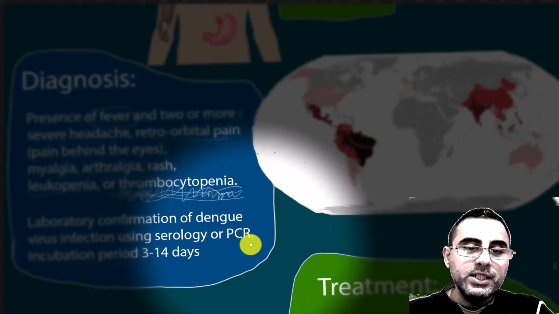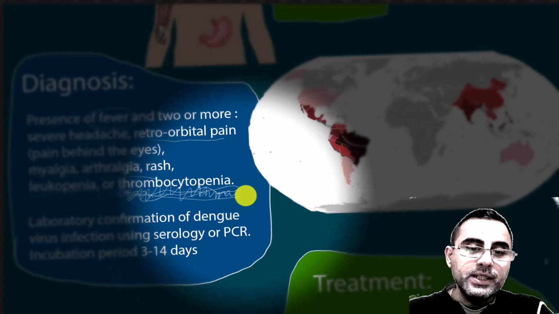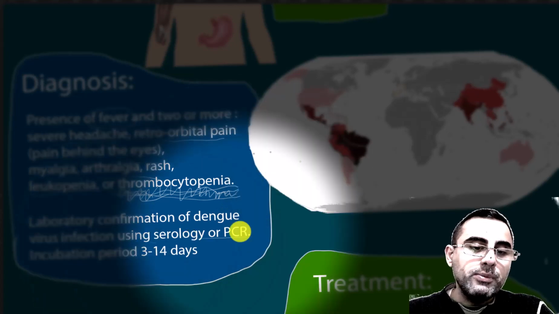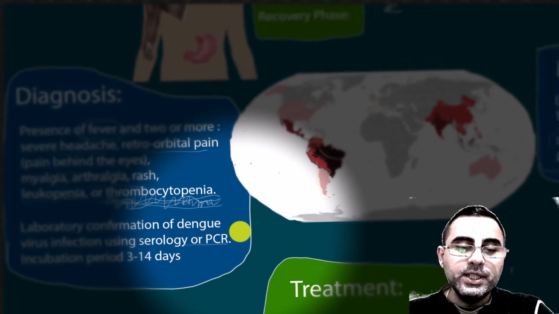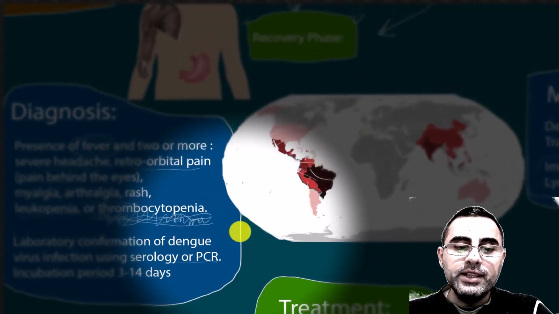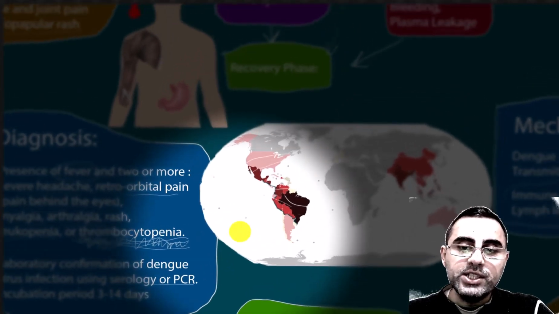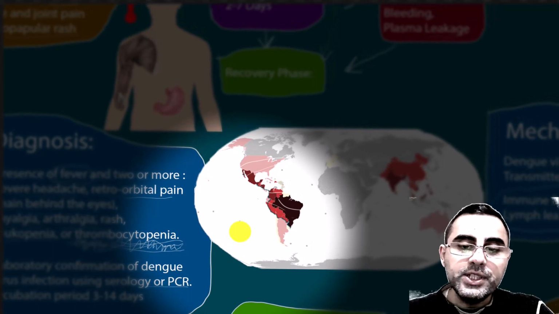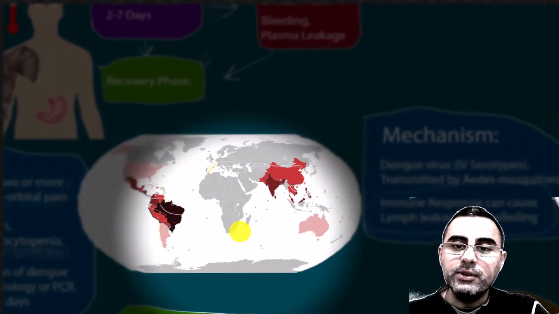Laboratory confirmation of dengue virus is possible by serology or PCR test. Incubation period of dengue fever is 3 to 14 days, but usually it's 10 days. So if a person recently traveled to such countries and now has high fever and symptoms, we can suspect dengue fever.